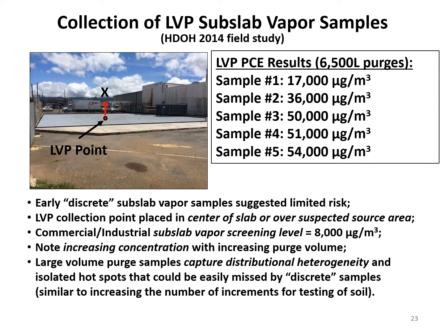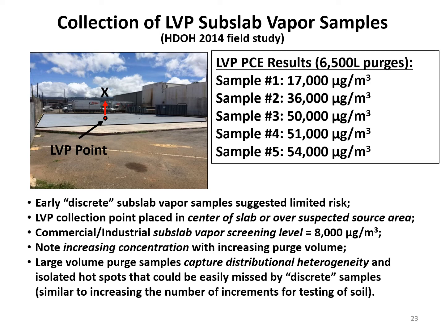This is from the field study we did in 2014. There's a fallacy, a myth, that when you do something like this you're going to dilute the hotspot, because you magically happen to put your LVP point, or your subslab vapor sampling point, right on the hotspot. Of course, that's never going to be the case. But we see the exact opposite: the larger the volume of vapors you purge from the slab, the higher the concentration becomes, because you're starting to capture these isolated hotspots underneath the slab that you would have totally missed with these discrete small volume samples.